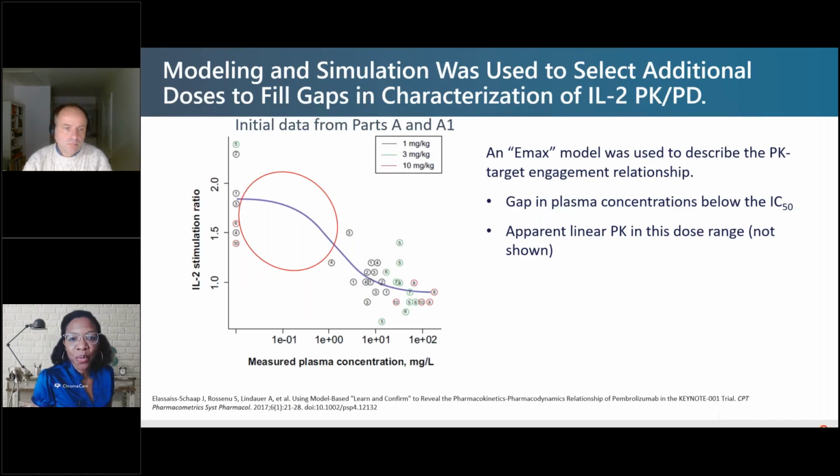The KEYNOTE-001 study consisted of multiple parts. Initial modeling was based on data collected in Part A, which was a dose escalation part with a traditional 3+3 design, and Part A1, which was the dose expansion part. And it tested doses of 1, 3, and 10 milligrams per kilogram administered on day 1, day 28, and then every 2 weeks thereafter. And this was done, of course, in a small number of subjects.